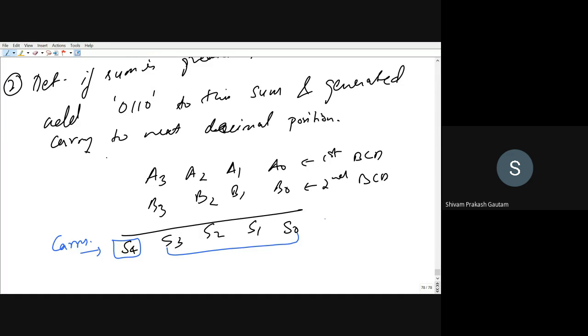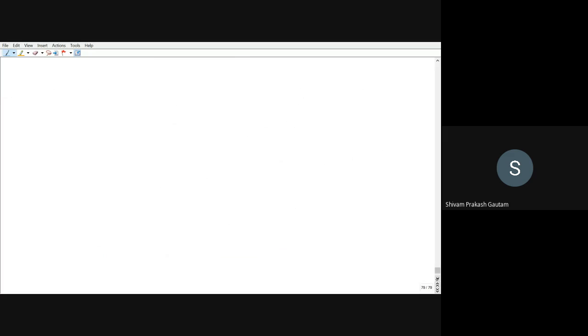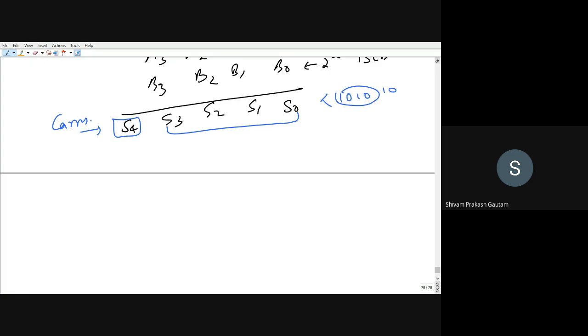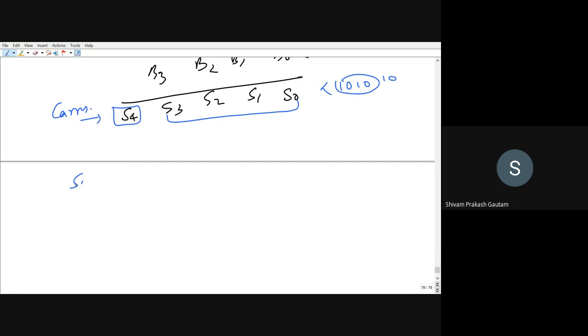Now we have to check this sum 4. This sum has to be less than 1010, that is 10. Right? So this has to be less than 1010. So if you see this sum range, this is a 5-bit number. So what is the sum range? The sum range can be 0 0 0 0 0 to 1 0 0 1 0, right? This can be the range of sum.